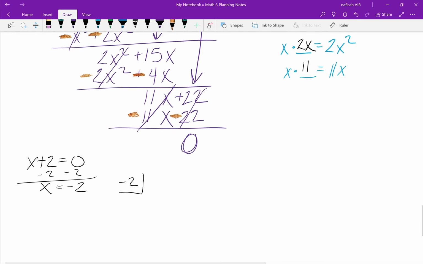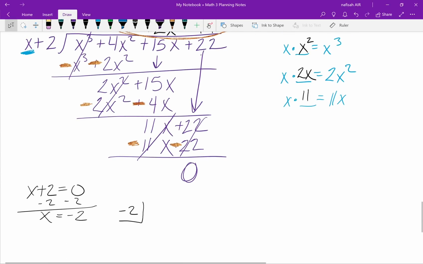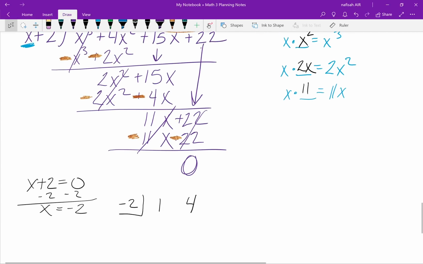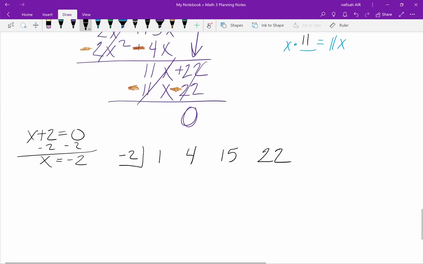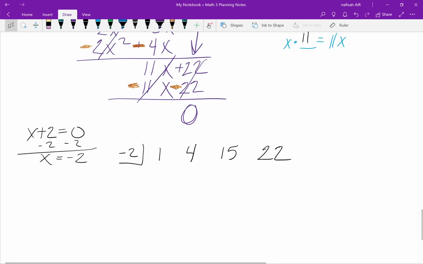I'll copy those down here. What was it? 1, 4, 15, and 22. And from there, I am all set up to do synthetic division. I'm going to walk you through what synthetic division is right now.